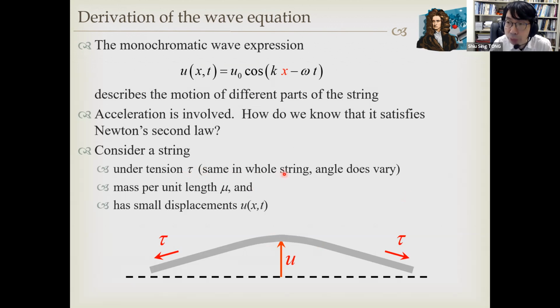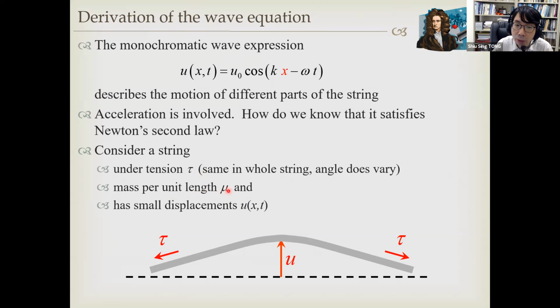So this whole string has the same tension, but the angle does vary. If you look at different parts of the string, sometimes the tangent direction is flat, and sometimes on this side the tangent direction is downhill, and on this side the tangent direction is uphill, right? So the angle does vary. The tangent force has a different angle at different positions, but the magnitude of the tension force is almost the same along different parts of the string. That is our approximation. And we also assume a uniform string of mass mu per unit length.